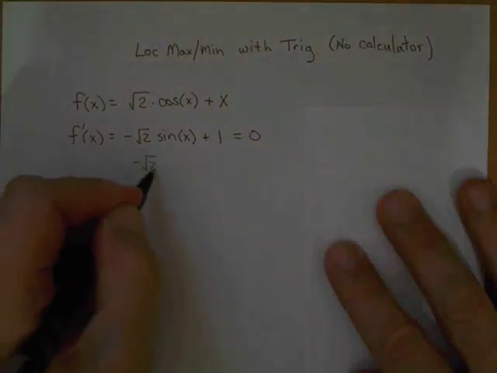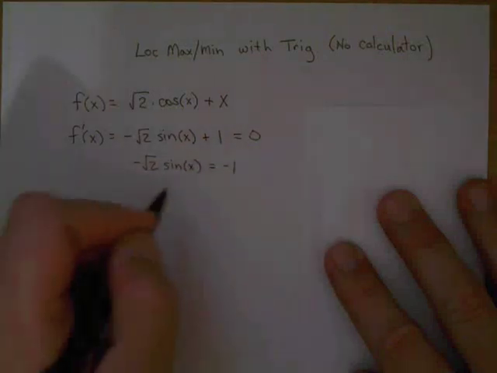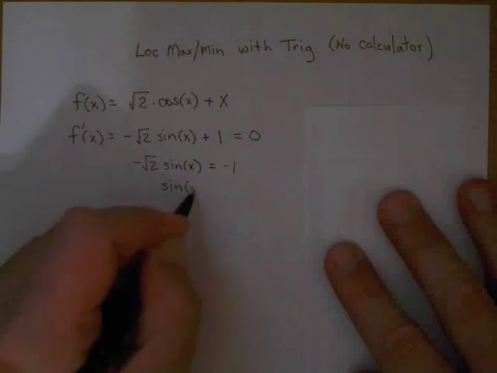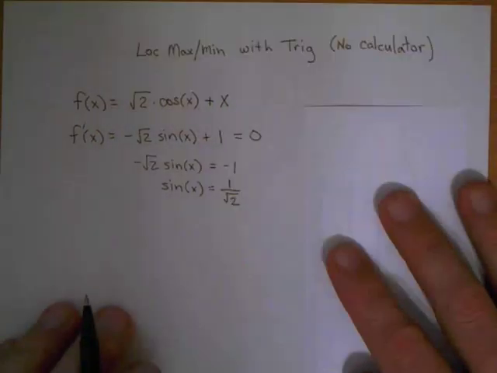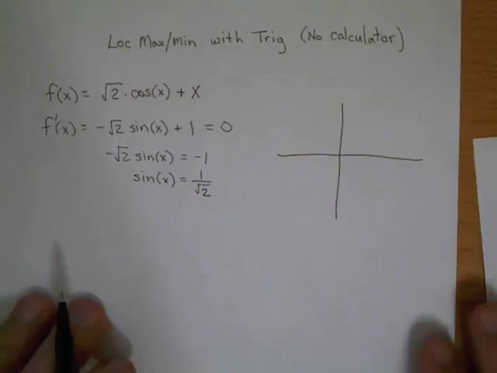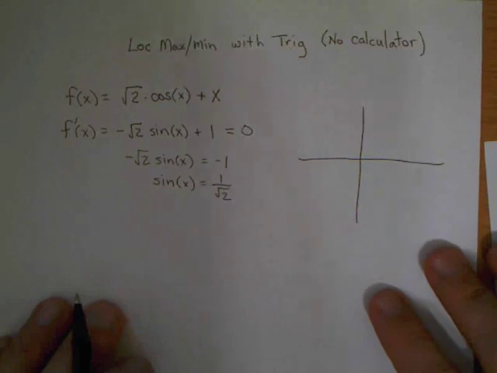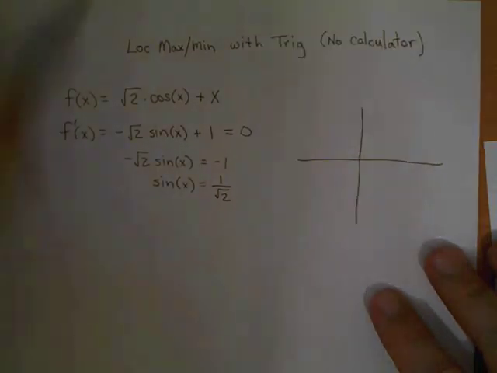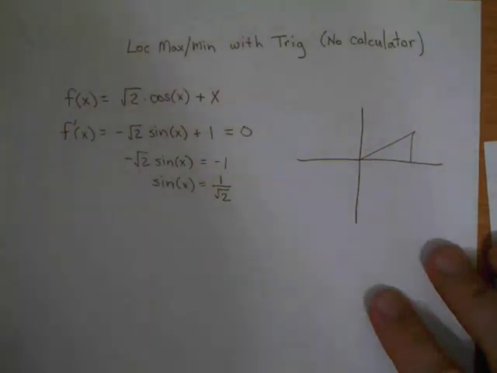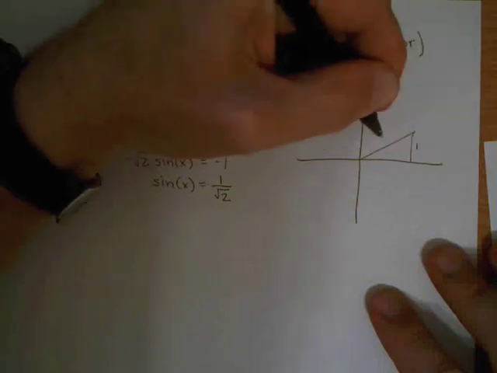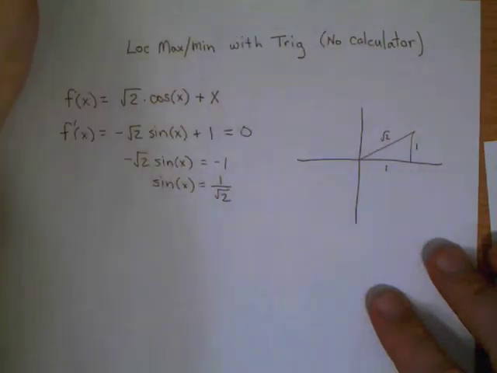Solving this, we get negative square root of 2 times sine x equals negative 1. Dividing by negative square root of 2, we get sine x equals 1 over square root of 2. Now we recognize this as one of our special triangle situations. This is a 45-45 triangle. Sine of x is going to be positive in the first quadrant. Sine, being SOHCAHTOA, is opposite over hypotenuse. We recognize that as being a 45-45.